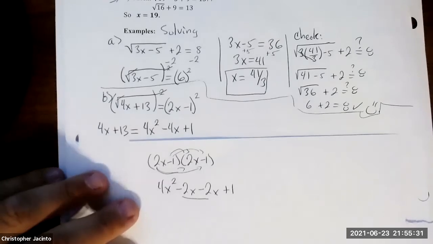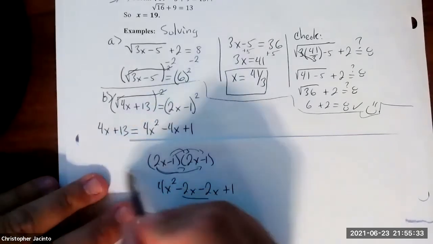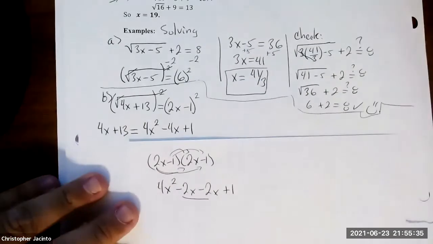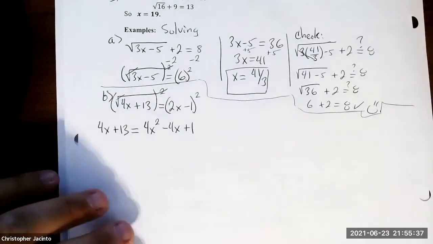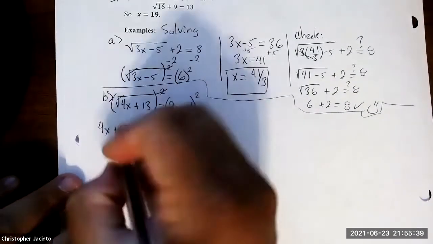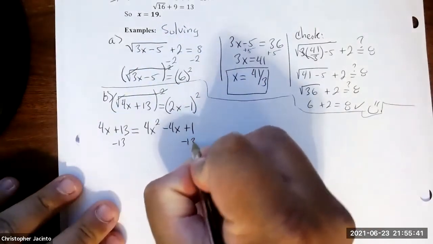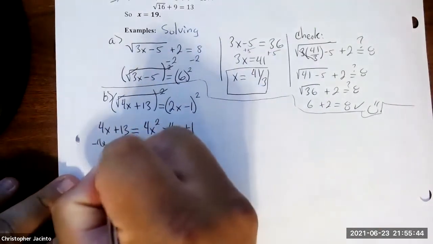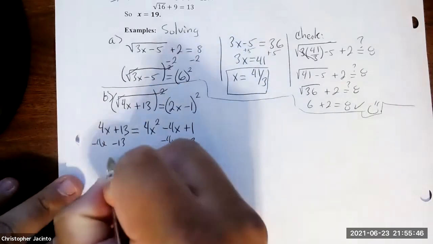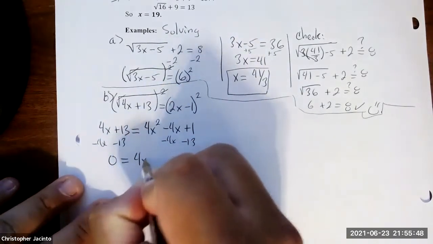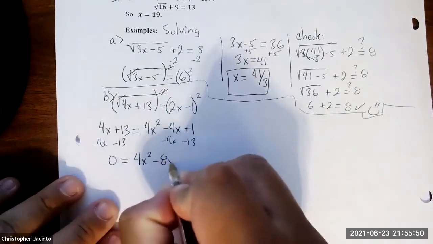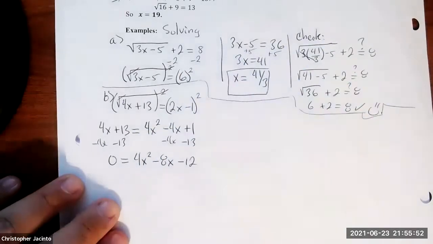And now we do the same thing we did last section. Bring everything to one side, and guess what? Solve again, right? So subtract 13, subtract 4x. So we get a big fat 0, and we get that on this side.